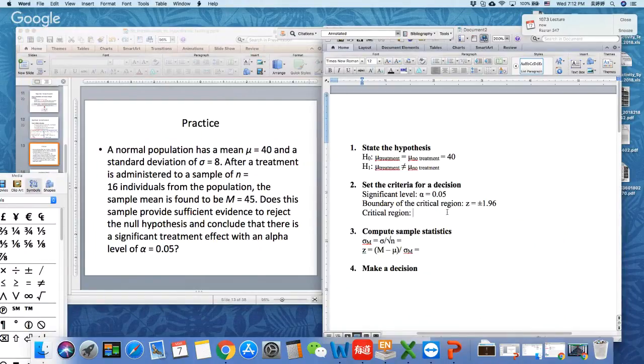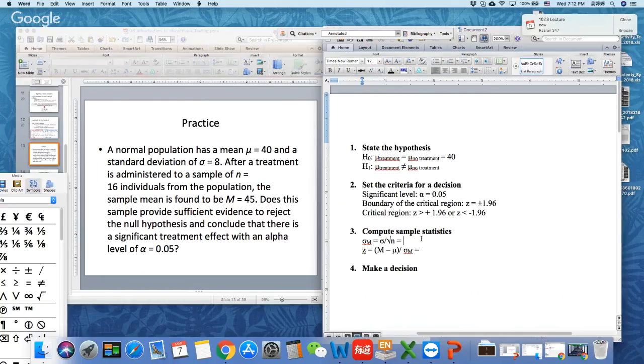So we have the boundary, which means the critical region here will be any z greater than positive 1.96 or z smaller than negative 1.96, right? Here we define our critical region based on our significance level. And then we compute the sample statistics.